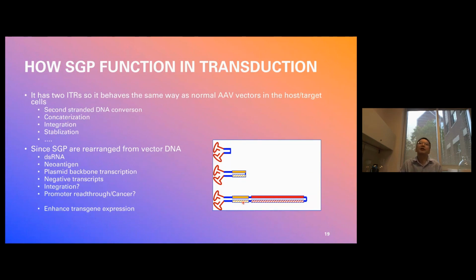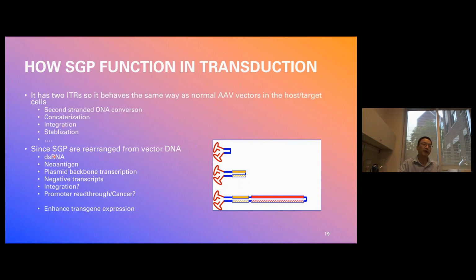So I would like to summarize the potential subgenomic function in our vector preparations. Because this subgenomic particle has 2 ITRs, it will behave the same way as normal AAV vectors in the host and target cell. So this will probably lead to second-strand DNA conversion, and it will do the concatenation, and integration, and it will have all sorts of the same pathways as our normal vector does. So this will actually affect our vector transduction in many different ways.